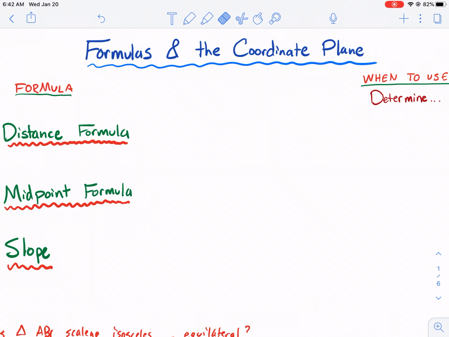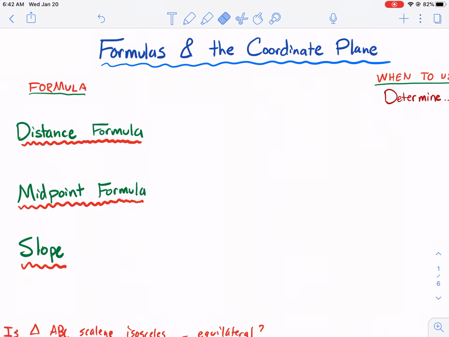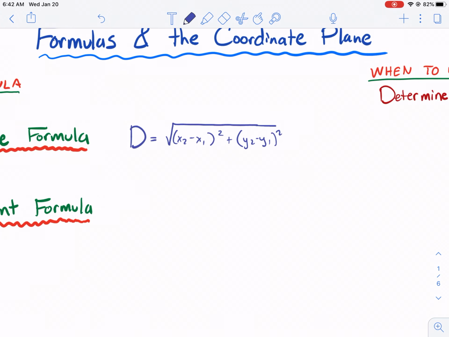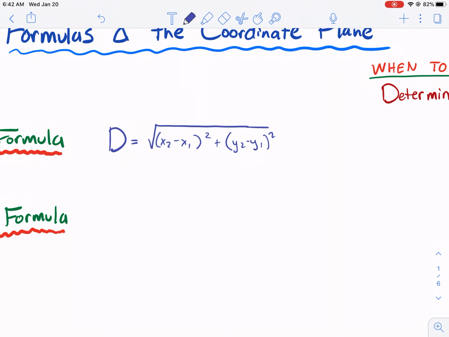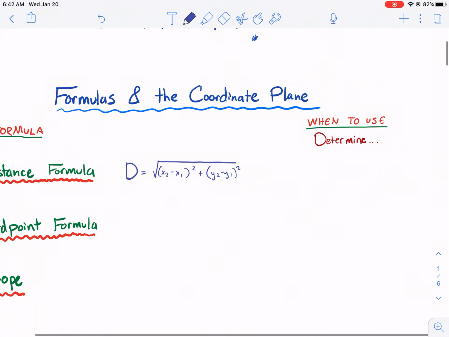So the formulas you'll need to use with polygons. The first we have is the distance formula. Let's remember what the distance formula is. The distance formula is d, distance, equals the square root of x2 minus x1, those are your two x coordinates, squared, and then y2 minus y1 squared. The difference between the x coordinates squared plus the difference in the y coordinates squared.